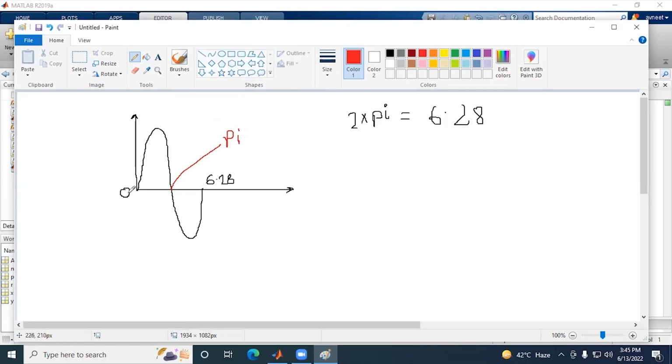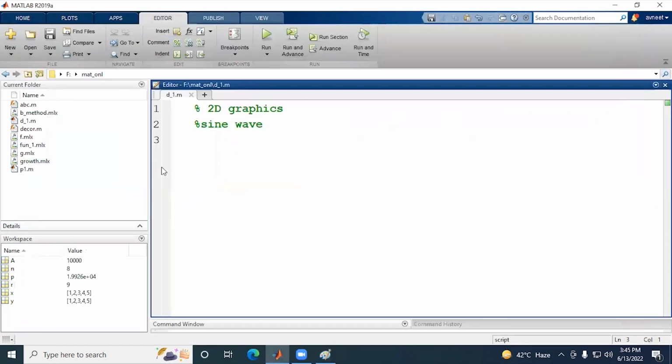Alright, so how can I distribute my points? Because for sine, the starting point is 0, the ending point is 6.28, which is 2 pi, and in between I have pi in the center. So how am I going to distribute this kind of distribution in MATLAB?